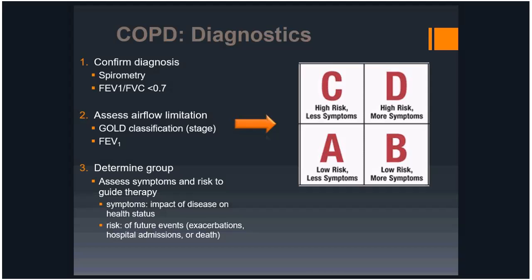So you'll see, based on the groups that they get assigned to, persons that are in group A typically have low risk and they have less symptoms, versus persons in group B, they are still low risk but they have more symptoms. And then groups C and D, these are your higher risk patients, and C, they're high risk but they have less symptoms, whereas D, they're high risk and they have more symptoms.